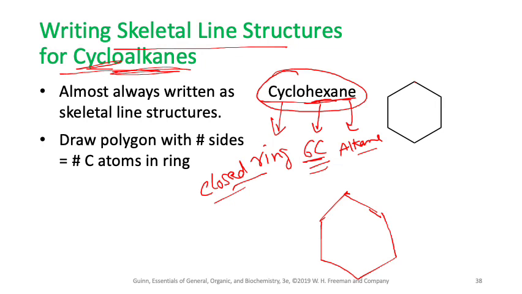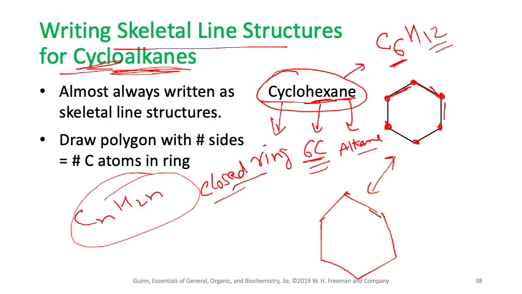So I can make this structure. How many carbon do you have in this structure? 1, 2, 3, 4, 5, 6. And this is a cycloalkane. Why? Each carbon has single bonds, right? So this is cyclohexane. What's the molecular formula for cyclohexane? C6H12, because the formula is CnH2n for cycloalkane. So this is how you make a skeleton line structure for any cycloalkane. Let's take a couple more examples on the next slide.